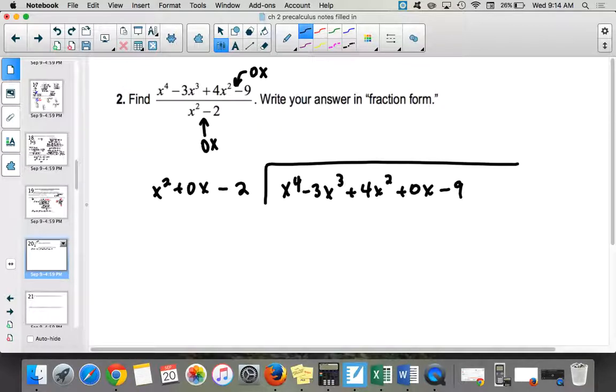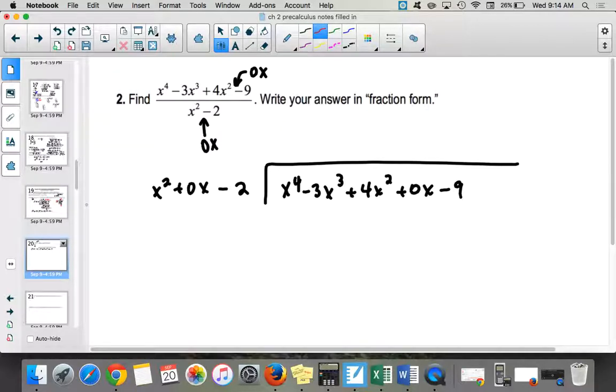Do you guys see that? Because I have x squared multiplied by something to give me x to the fourth. So I'm going to start out with x squared, and then I'm going to have everything down from there. So it's going to be an x squared, an x term, a number, and then the remainder. So we're going to go through 3 rotations of this, okay?